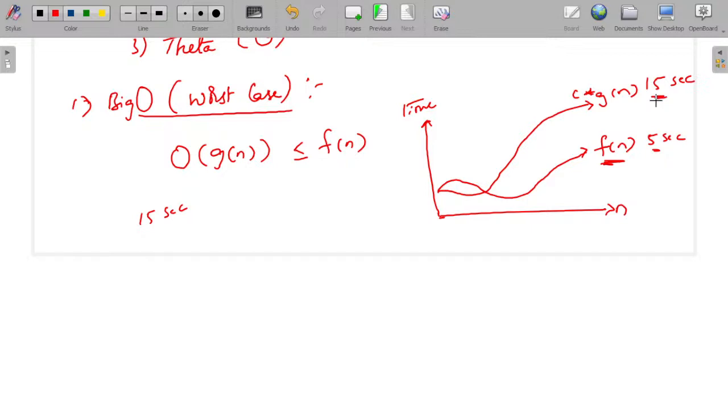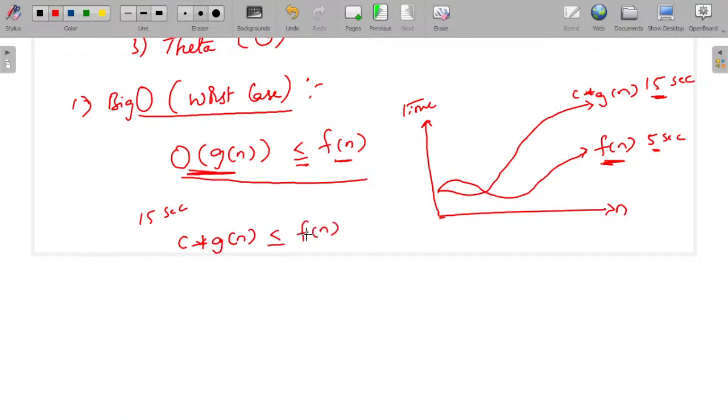Now this is how we represent big O notation, and the equation is also trying to tell the same. I told you that f of n is the reality time that it is going to take, and that it is always less than the big O time complexity, which is big O of g of n, right? So this can also be represented like this: big O of g of n can be represented as c into g of n, which is always less than f of n.